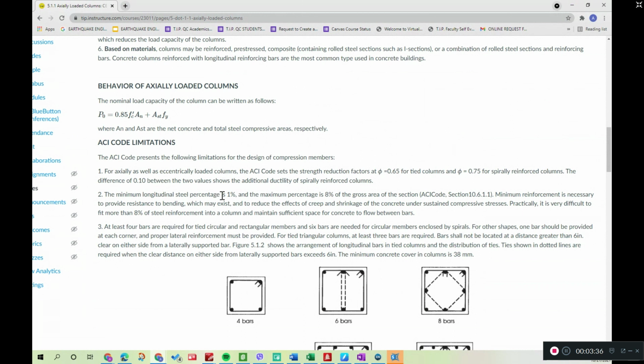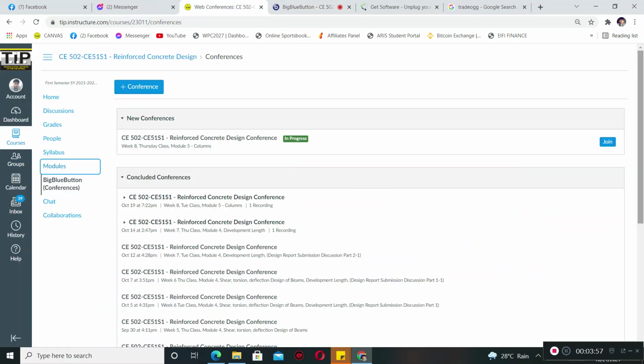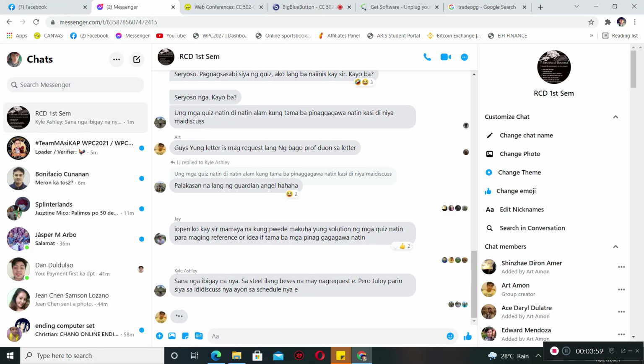Now, the minimum longitudinal steel percentage is 1%, and maximum is 8%. So you only have to check your design, especially when it goes beyond 8%. Try to check this one from NSCP. Where in NSCP does it say it's 8% of the gross? I would like you to please do that.